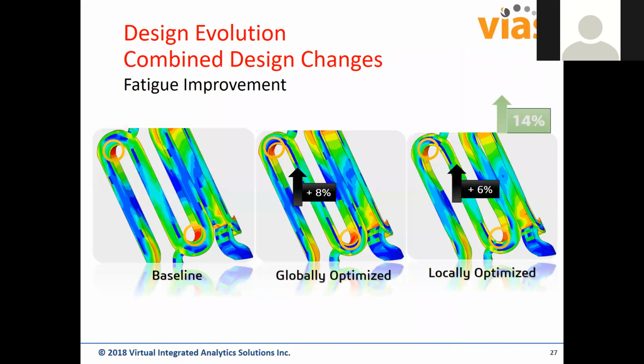So taking a step back and looking at how we have improved our problem, what we had was a baseline case, an initial design. It could potentially be an older design that you're looking to optimize or modify for a specific patient. You put that into iSight and you do a global optimization, and that gave us an improvement of 8%. And when we're saying improvement, we're talking about fatigue life.